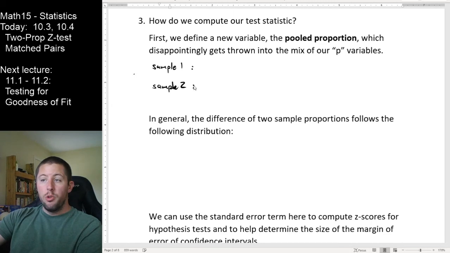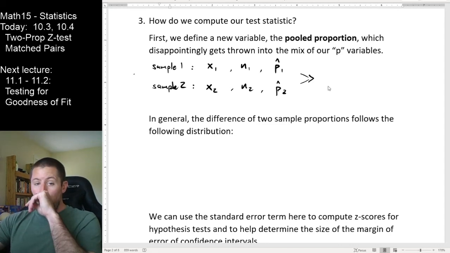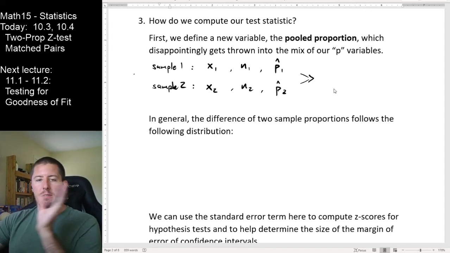We're going to take 2 samples, right? These are all of our 2 sample tests. So we're going to have things like x1, our number of successes in sample 1, x2, our number of successes in sample 2. We're going to have our sample size for sample 1, our sample size for sample 2. We're going to have our proportion of successes from sample 1, and our proportion of successes from sample 2. What we're going to do here is combine some of this information into a single pooled proportion rather than having these reference 2 separate populations or 2 separate samples.